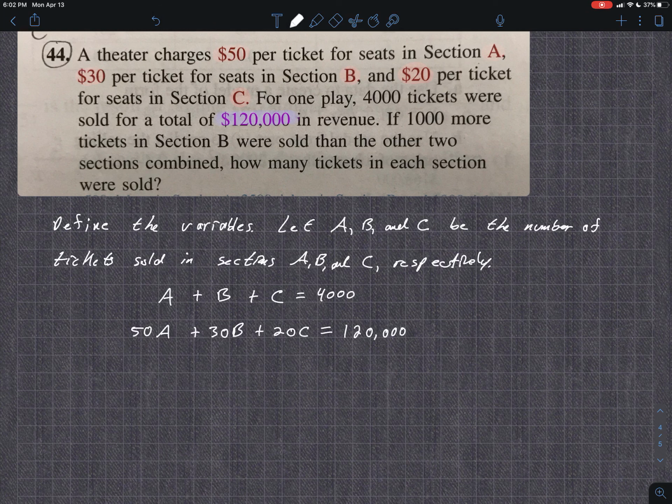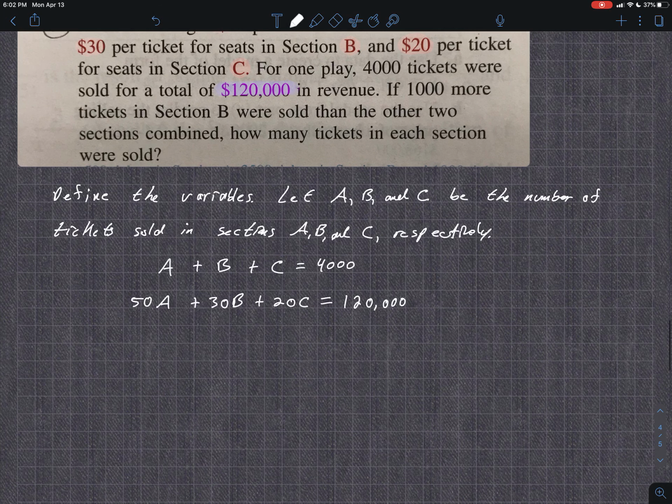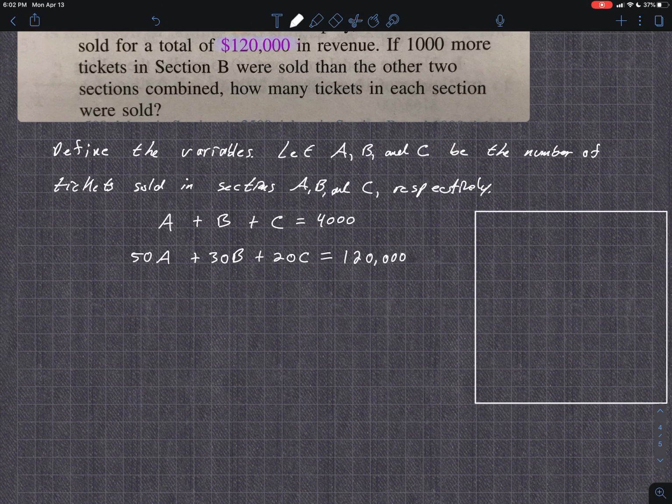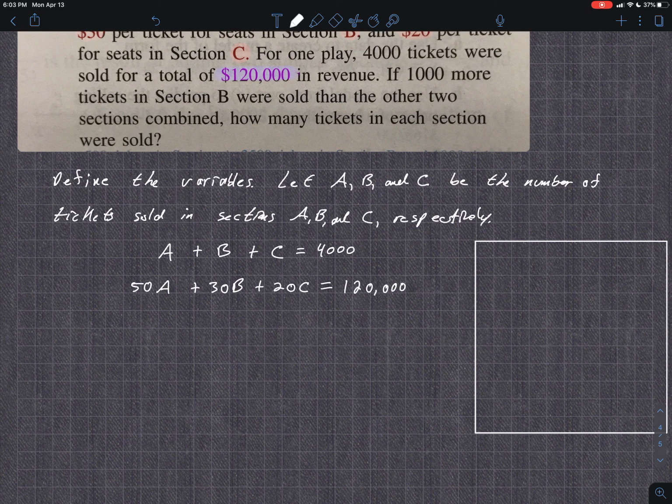The next thing is saying there are 1,000 more tickets in section B sold than the other 2 combined. So we're comparing, let's do this little scratch work over here. We are comparing 1,000 more in section B. So we're comparing B and then the other 2 combined. The other 2 combined would be A and C.